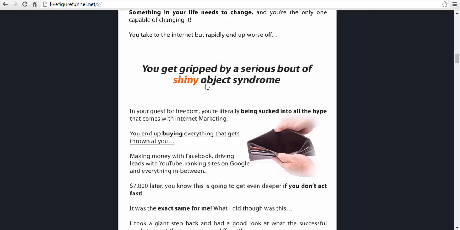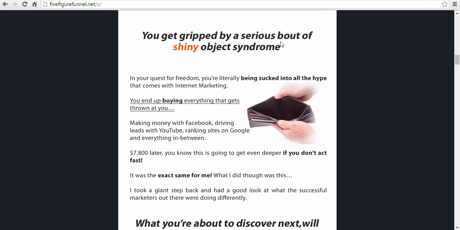So how many of you guys have suffered this shiny object syndrome? Hands up, man. My hand is right up in the air as we speak. You know, my right hand is touching the ceiling. Oh man, $7,800 is what I've spent, okay, on shiny objects since I ever came online looking to break through. And I'm sure everyone's done the same, right?